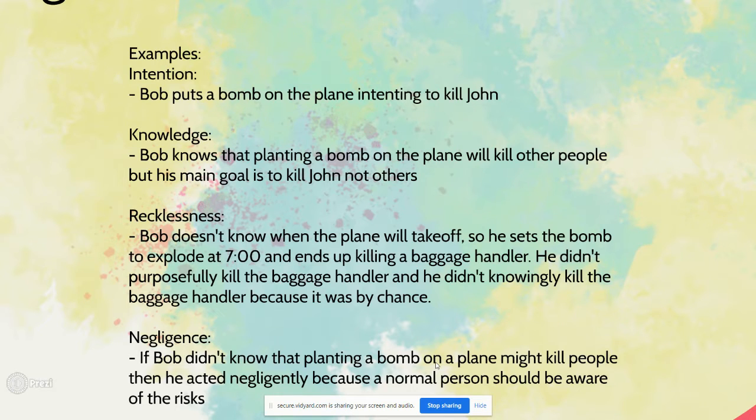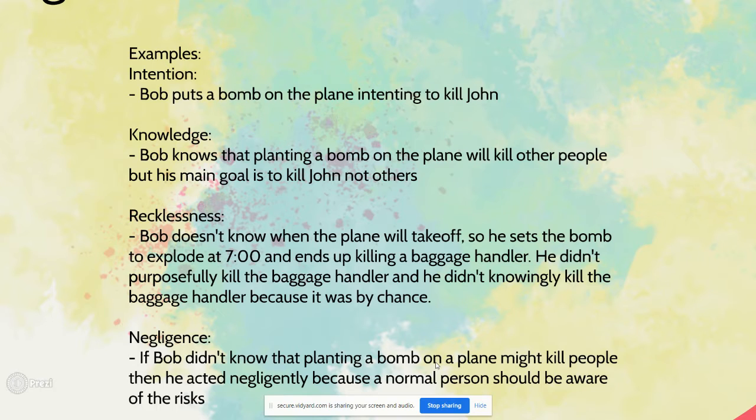Recklessness. A person acts recklessly if he is aware of a substantial risk that a certain result will occur as a result of his actions. The risk must be substantial enough that the action represents a gross deviation from what a reasonable law-abiding person would do.